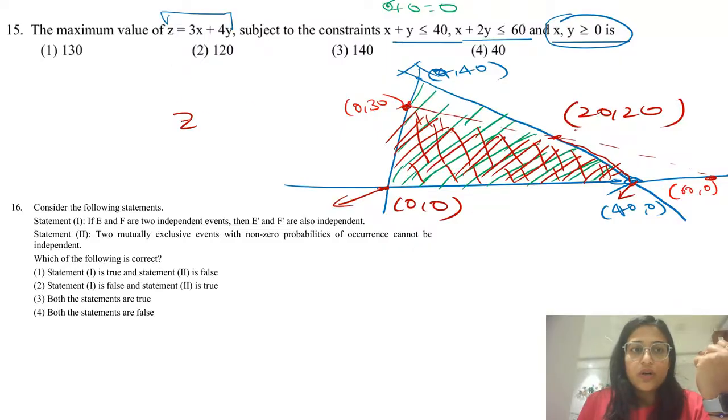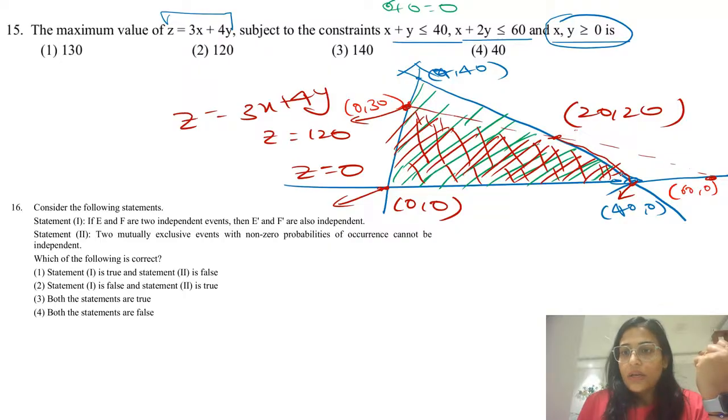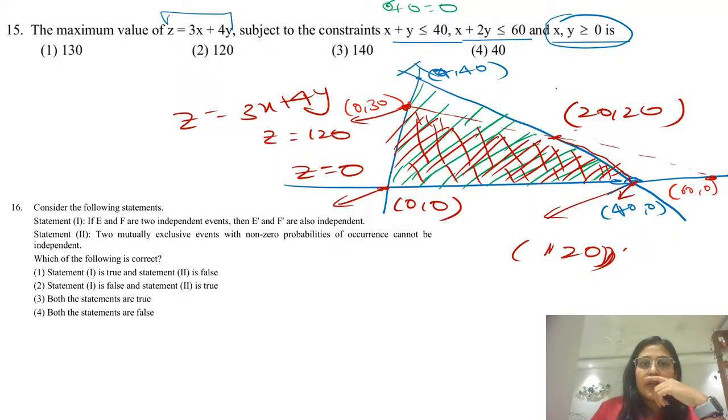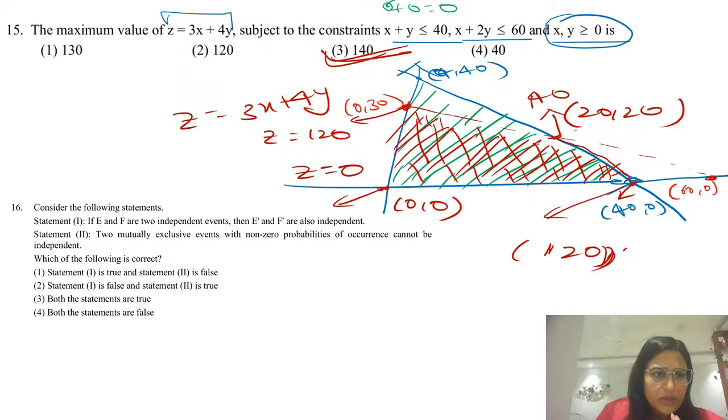Z is what? Z is 3x plus 4y. So at (0, 0), Z is 0. At (0, 30), Z is 0 plus 30 into 4, 120. At (40, 0), Z is 40 into 3, 120. This is 120. At (20, 20), it will be 60 plus 80, 140. So what is the maximum value here? 140 is the maximum value here, right? So option 3 is the correct answer. So whenever it's bounded and closed, you just have to apply the corner point method.